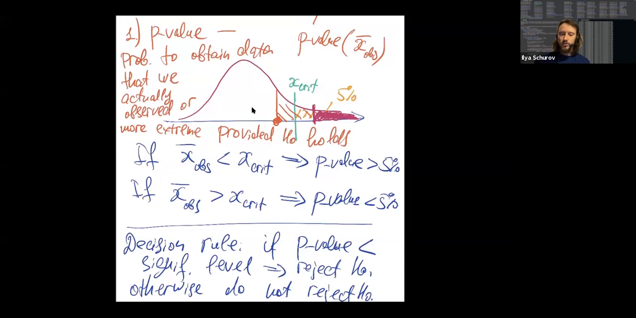So basically, p-value is a probability, but we visualize this probability using this curve, as the area under this curve over some regions. Now we have the condition that we actually observe this value or more extreme. It means that from this point to the right, this area.